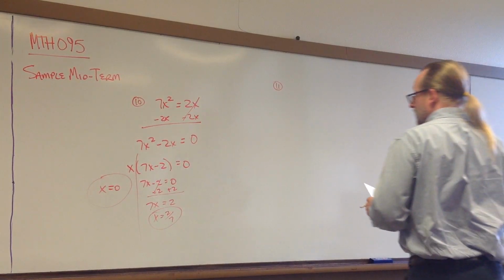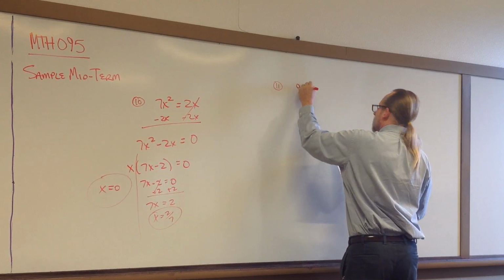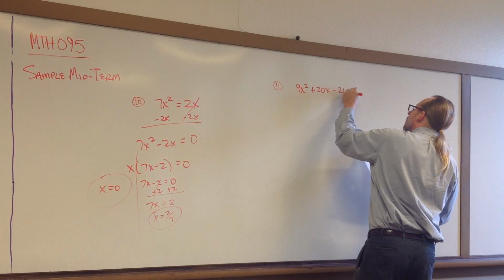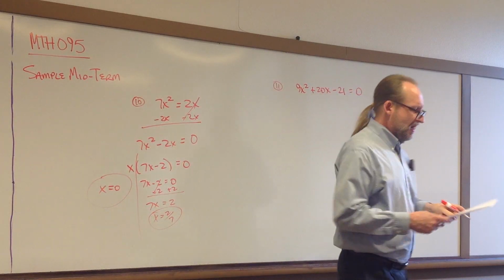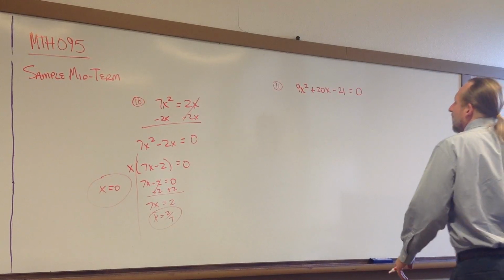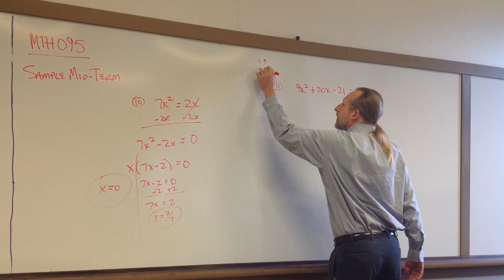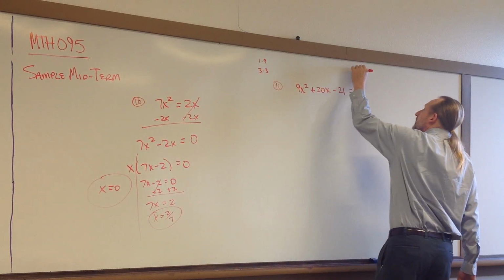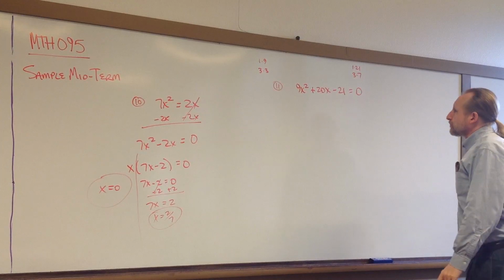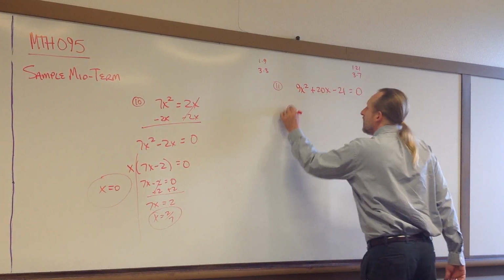Problem 11. 9x squared plus 20x minus 21 equals 0. All right, well this one's a little bit tricky because 9 and 21, neither one of them is prime. This could be 1 times 9 or 3 times 3. This could be 1 times 21 or 3 times 7. So we want to try to set this up so that we get a difference of 20.